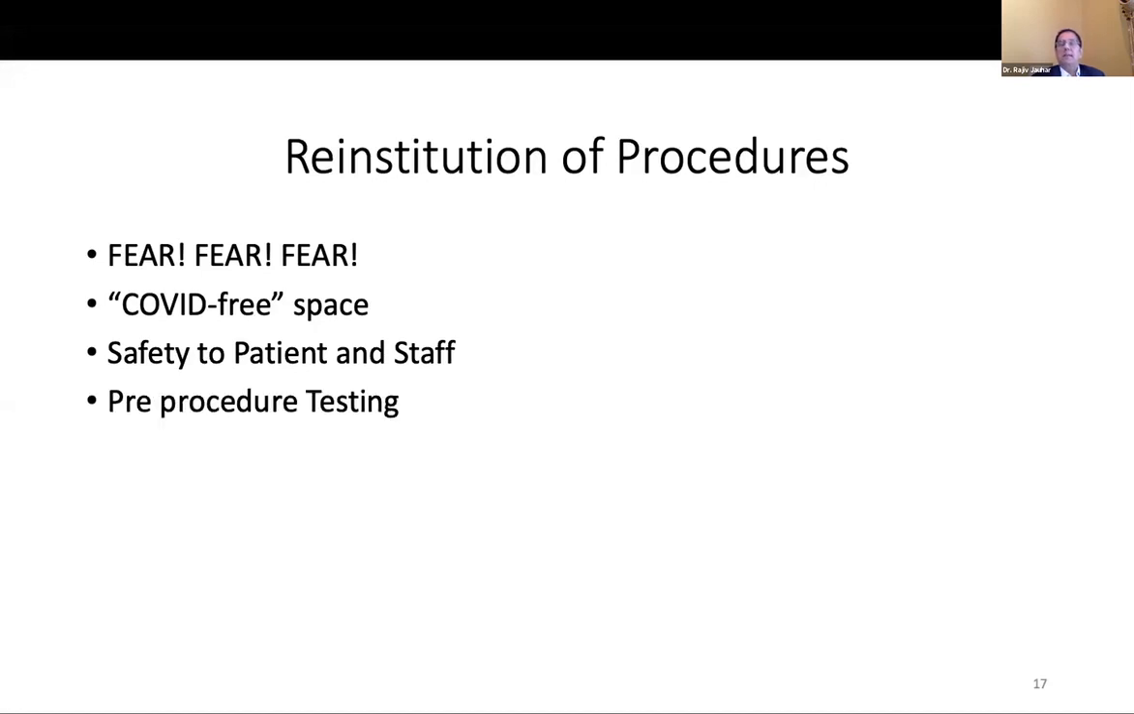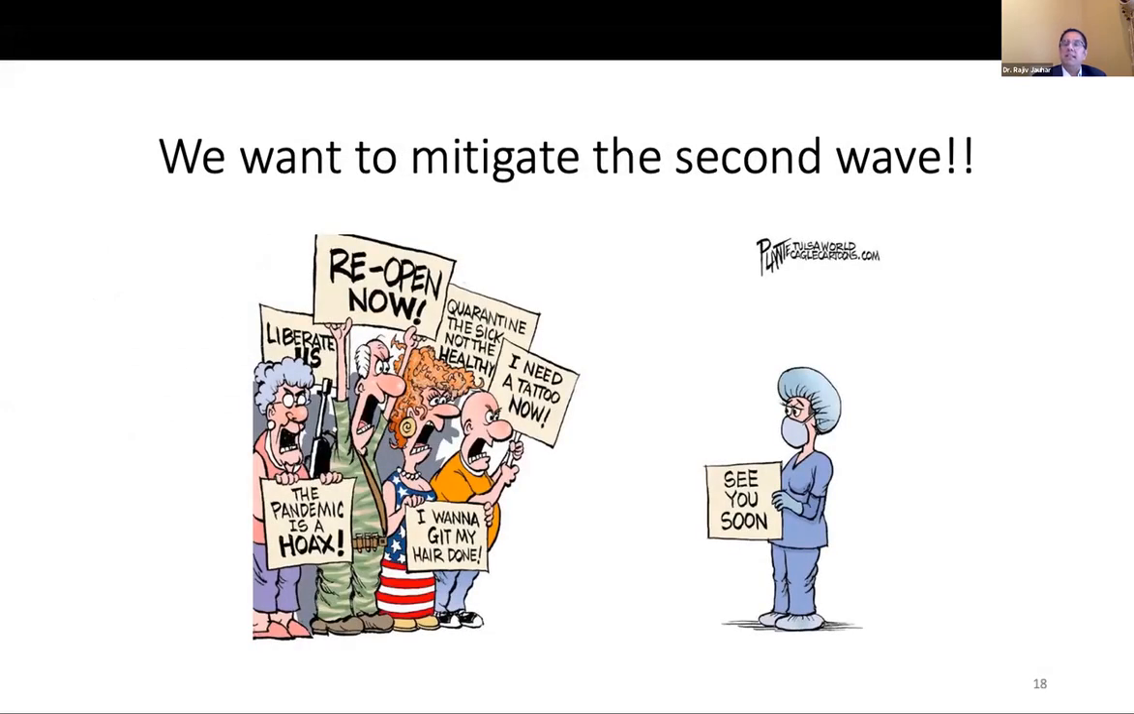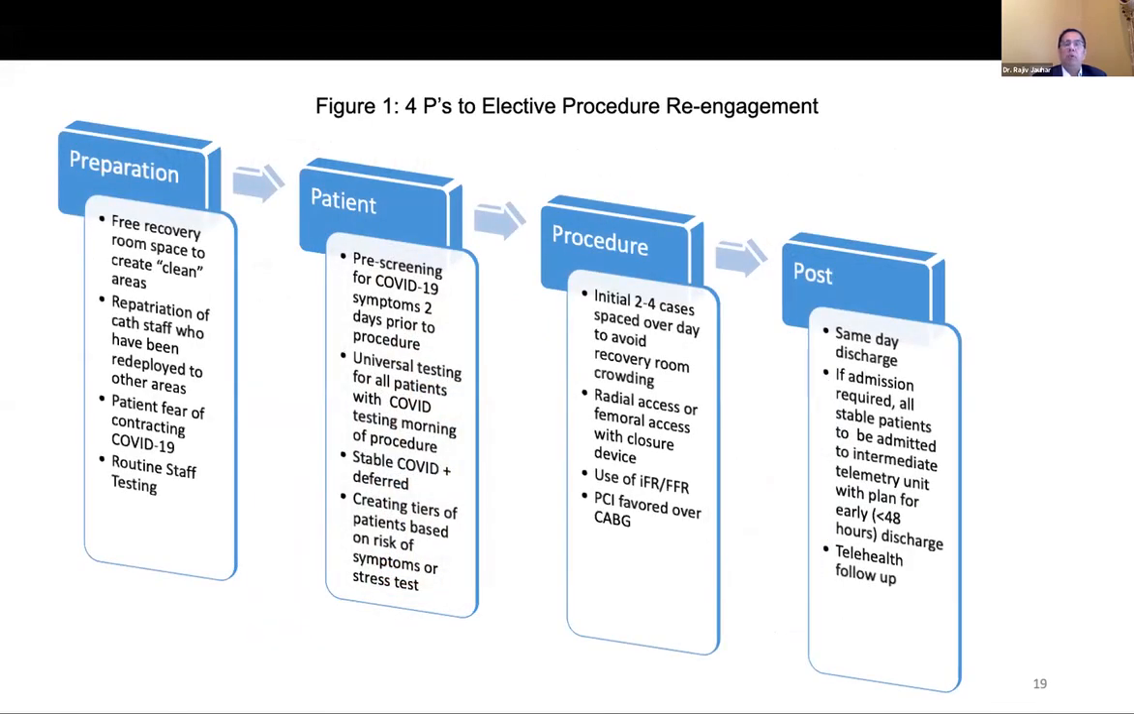Every patient who comes in our cath lab now gets a pre-procedure COVID test up to 48 hours prior to the procedure. PPEs are commonplace because we want to mitigate the second wave. We want to mitigate the next wave. We know from the Spanish pandemic, although it was a different era, the second wave was much worse than the first wave. So our 4 Ps to elective re-engagement are preparation, the patient, the procedure, and the post-care. And that all revolves around safety to the patient, routine staff testing, appropriate PPE space, and getting the patient out of the hospital with follow-up with telehealth.